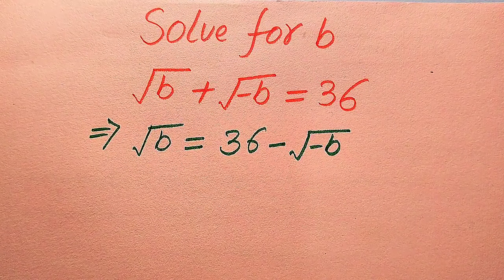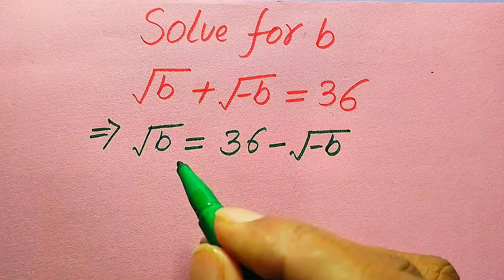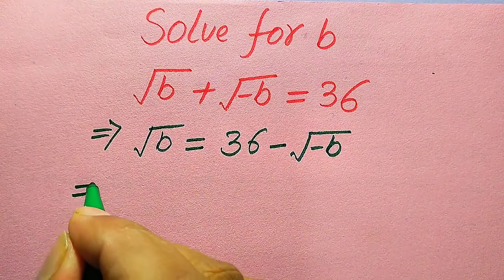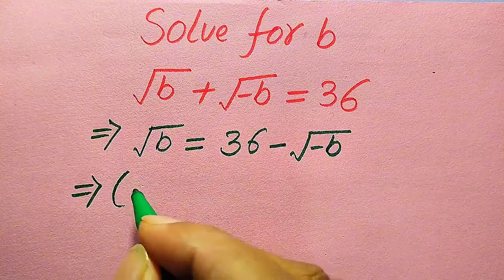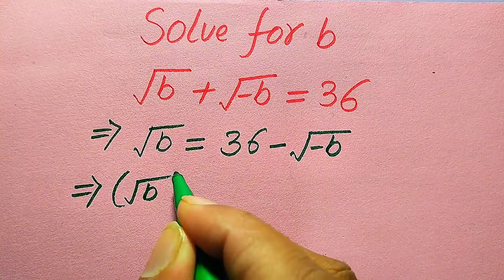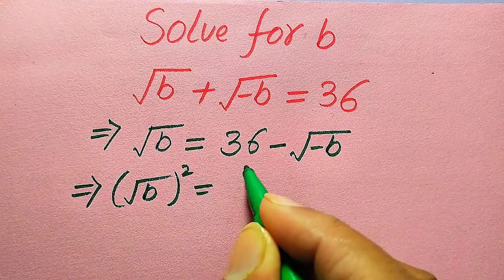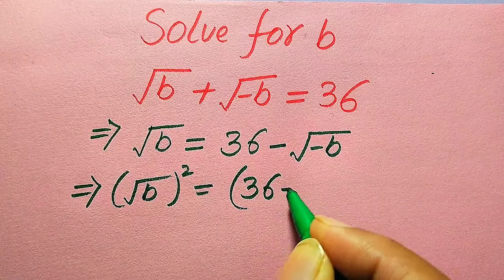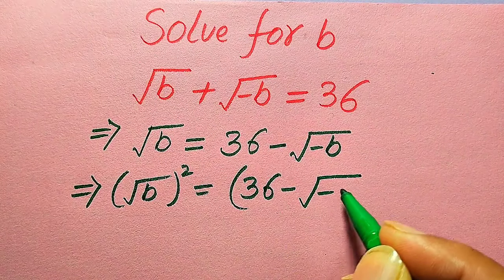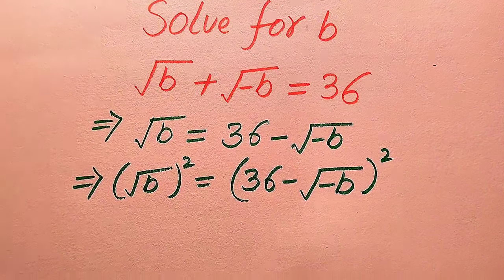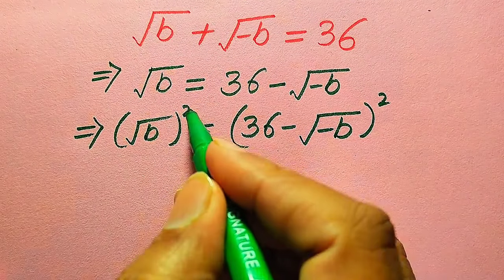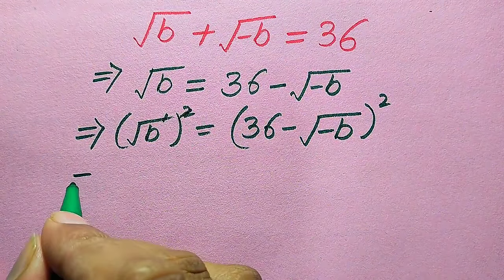Okay, so further in the next step we need to remove the square root sign. In order to remove the square root sign, we will just take a squaring on both of the sides, so that when we apply squaring on both of the sides, it will be written in this form. This is 36 minus square root of minus b and its whole square.